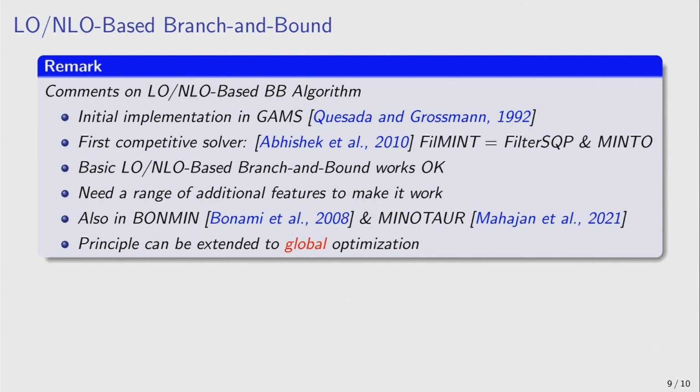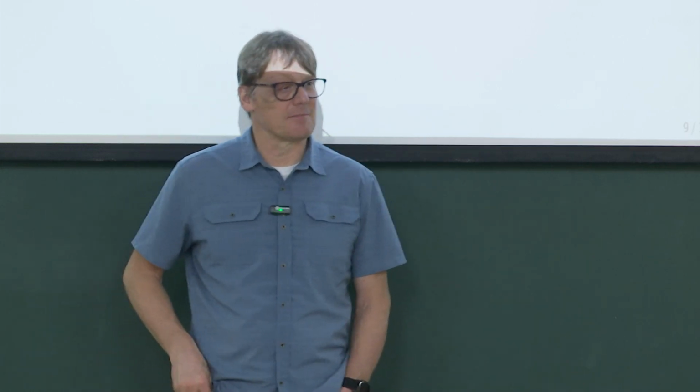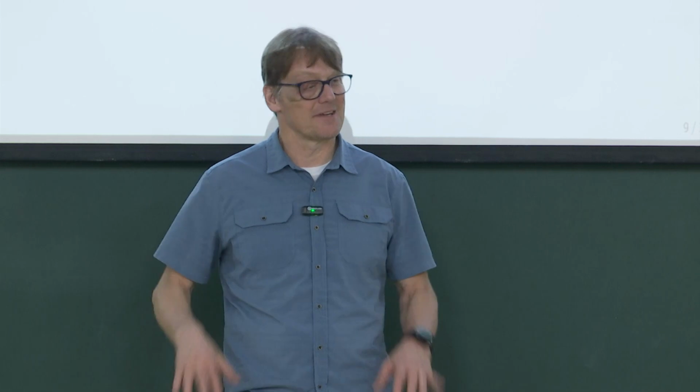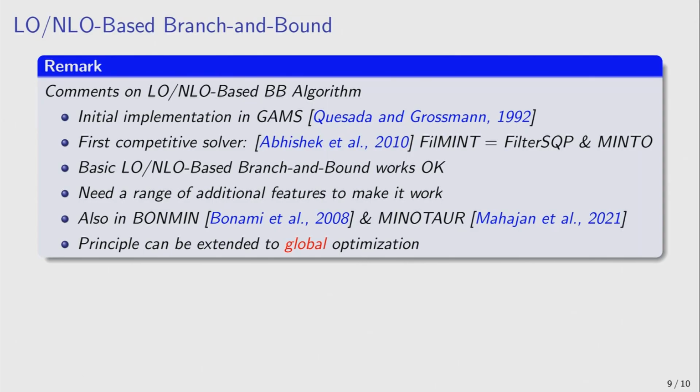Did they have to implement branch and cut tree themselves? Yes, they kept track of the tree themselves. So yeah, you do it for small problems. It's okay. We did this using filter SQP and MINTO. MINTO is a mixed integer nonlinear optimization package by Martin Savelsbergh.